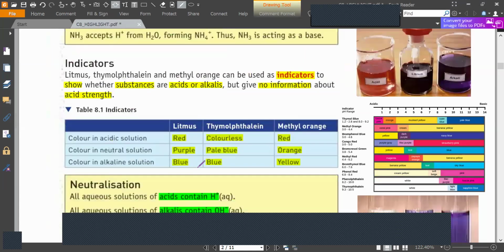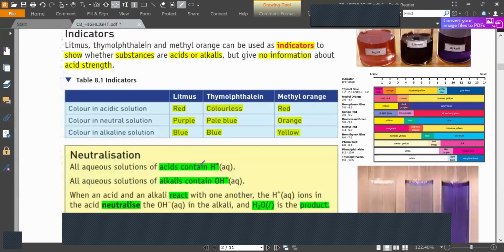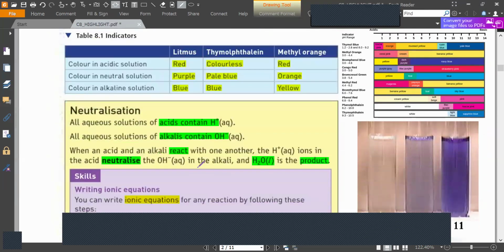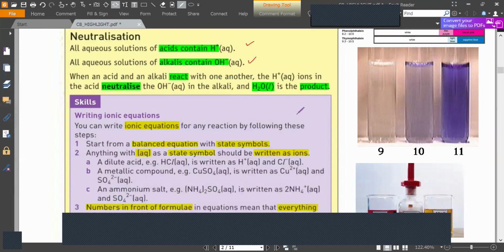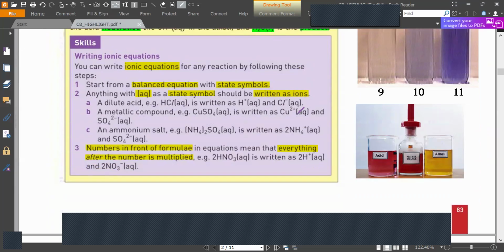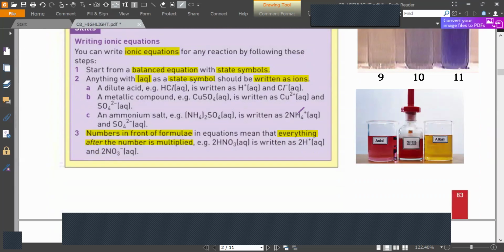Indicators, we are very familiar. We have different types of indicator. The main ones are litmus, phenolphthalein and methyl orange. So we just need to know the color for these three. Neutralization: combine acid and alkali, they neutralize to produce water. So ionic equation should be no problem.